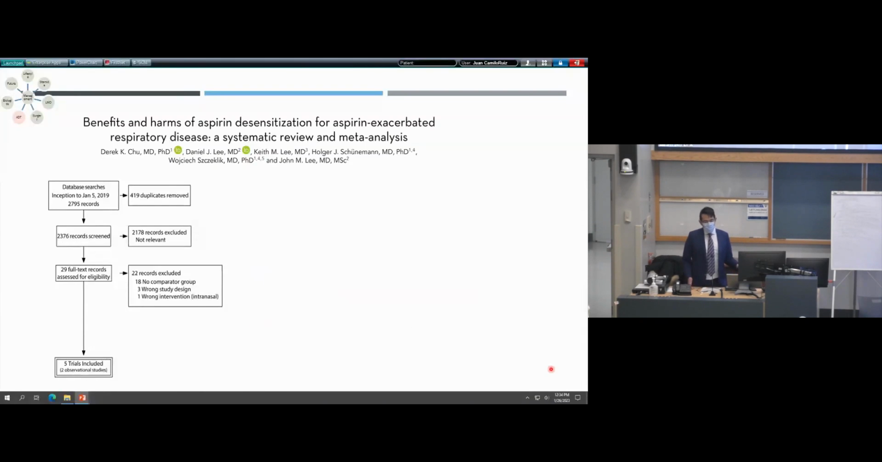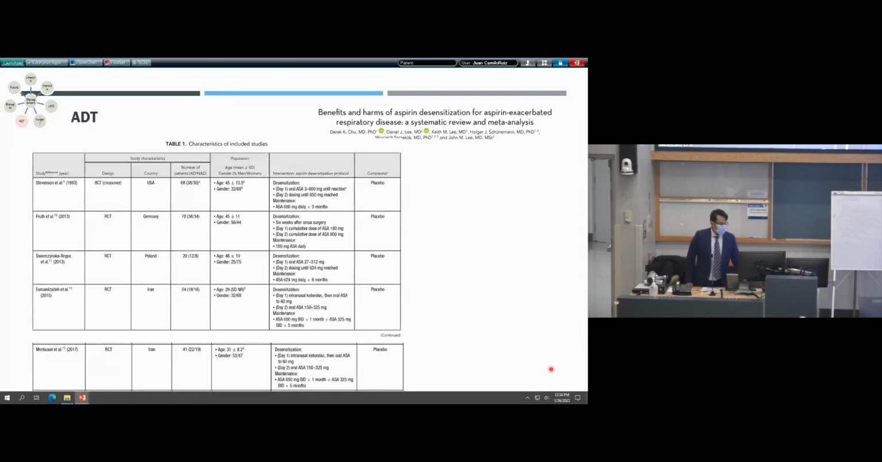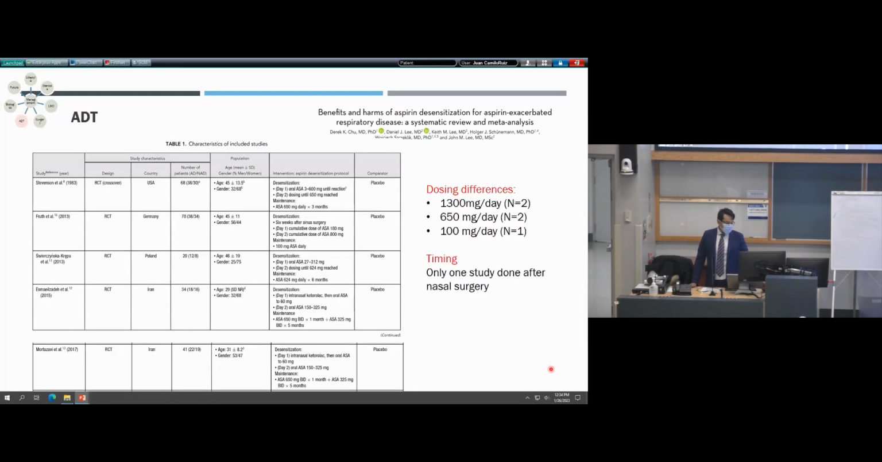Now, in terms of the evidence, when you look at aspirin desensitization, there's a lot of studies, but most of them are low quality studies. They're usually single arm, no control case series. This is a meta-analysis that looked at 5 RCTs on aspirin desensitizations in NERD and pulled them together to see what the effect of aspirin desensitization is. So those are the 5 studies on the table there.